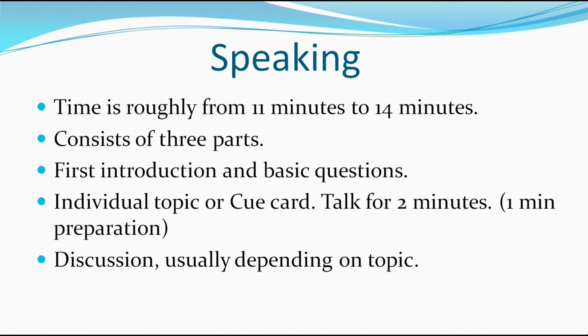And then in part 3 you have to go for discussion topics. Basically the questions comes from the topic, so they will ask question and you have to answer in a long span, like minimum 4 to 5 sentences.